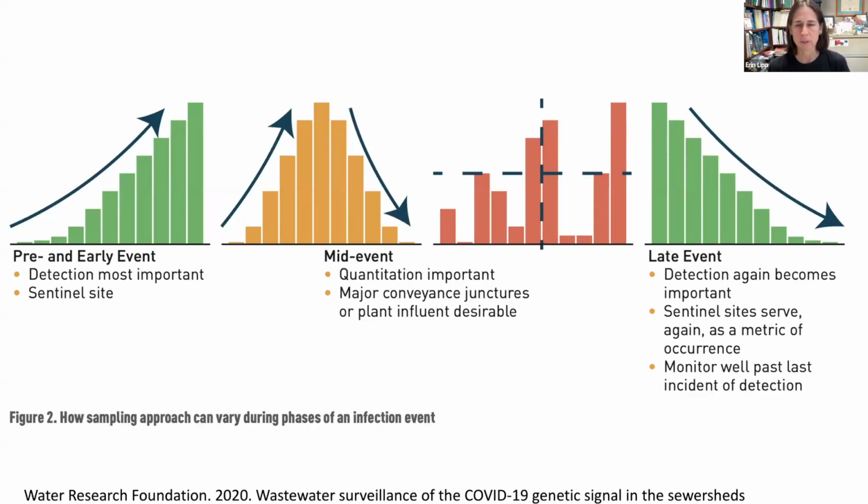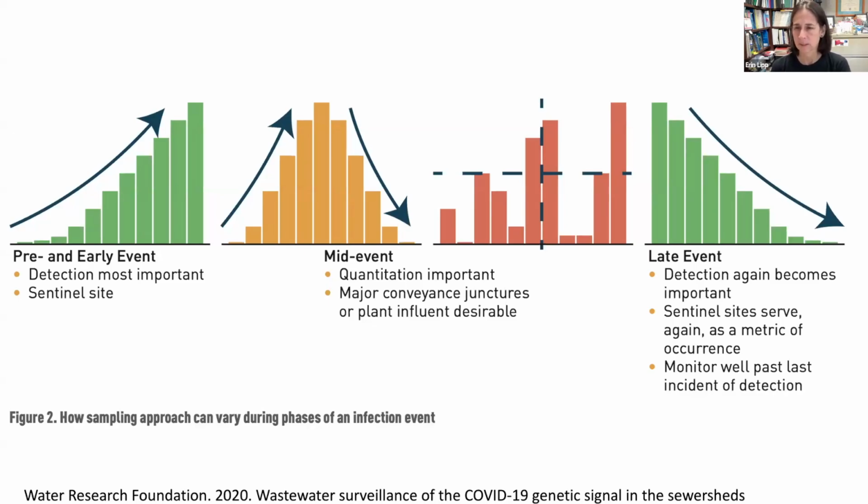But the idea here is you would want to be doing enough sampling that you're able to catch a trend when it increases. When you're in the middle of an event, the quantification is important. So early in the event, you just want to know that it's there. When you're in the middle of an epidemic, being able to quantify how large it is becomes important. Late in the event, again, as you're watching it decline, detection becomes important because at some point you just want to know that it's going away.